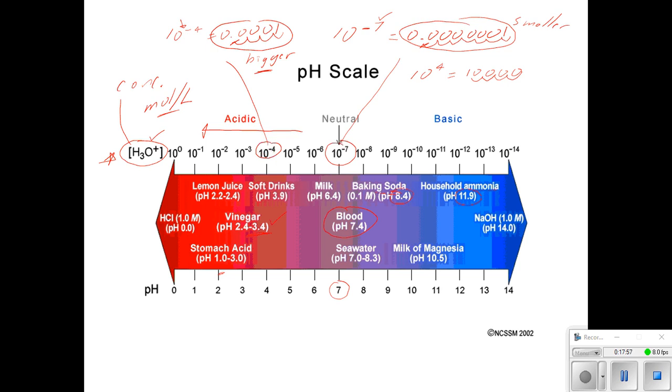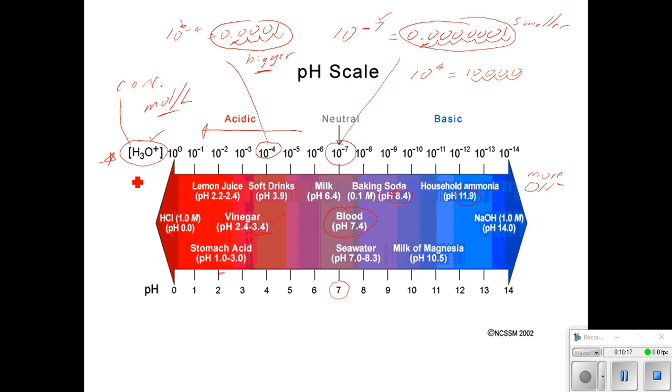Just as a little bit of an aside, I did mention the hydroxide ions as well. We don't have it on this picture, and it's not so much Science 30, but as we go to the right-hand side here, more basic, there would be fewer hydronium, but there would be more hydroxide.